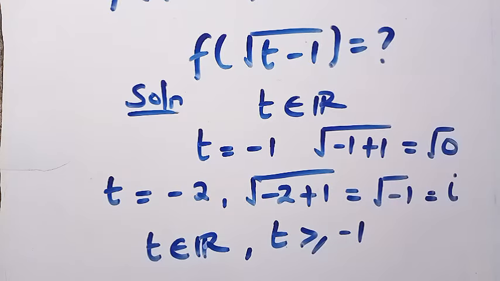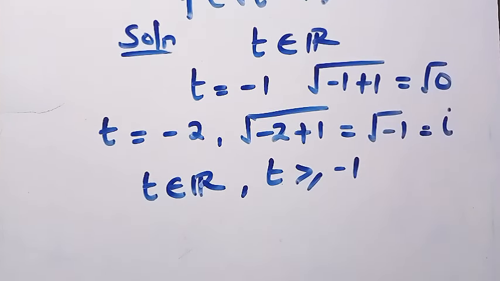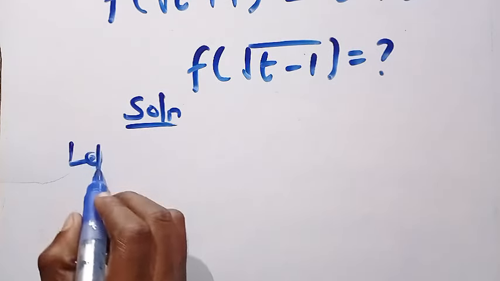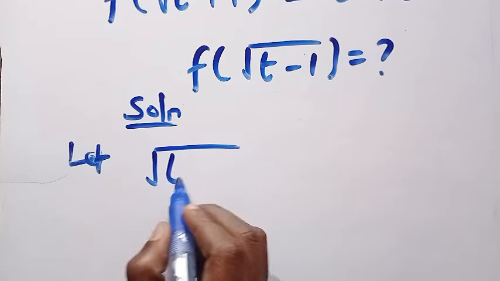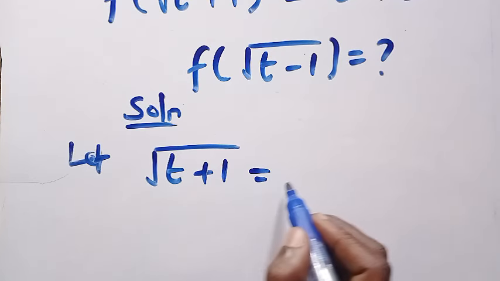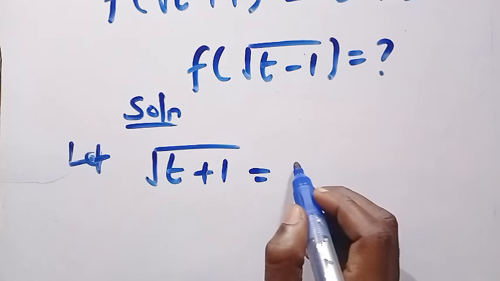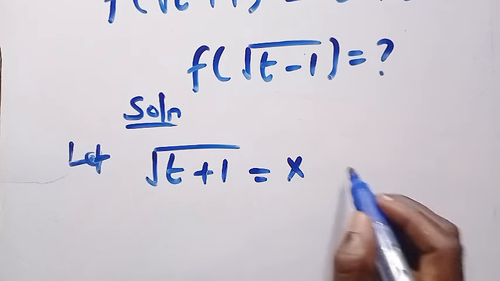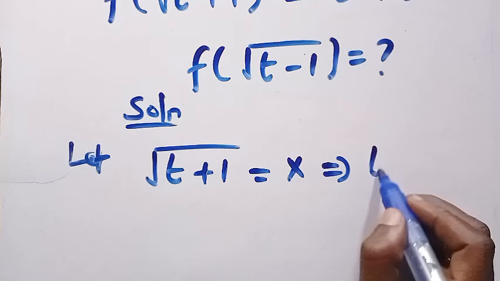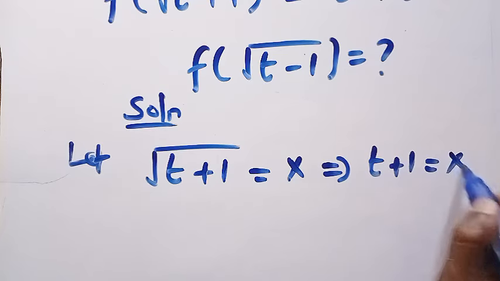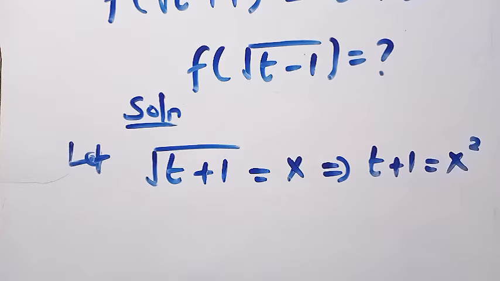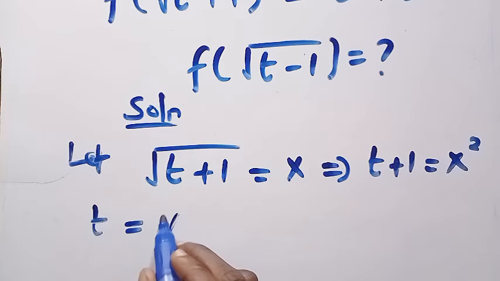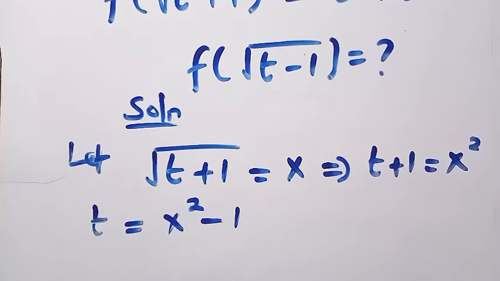Now to get f of root t minus 1, the first thing we do is let the square root of t plus 1 equal another letter. Suppose I choose the letter x. This implies that t plus 1 equals x squared, where we take the square of both sides. And t here also equals x squared minus 1.